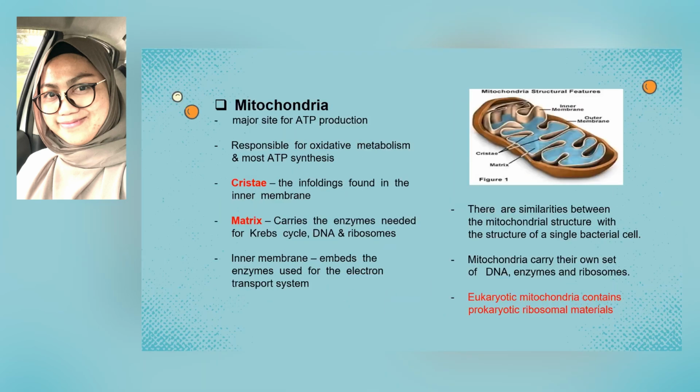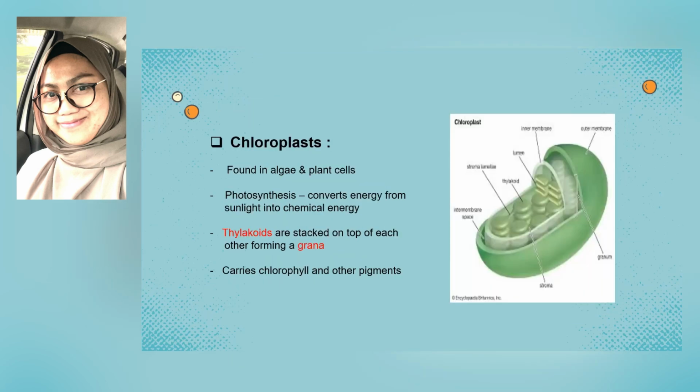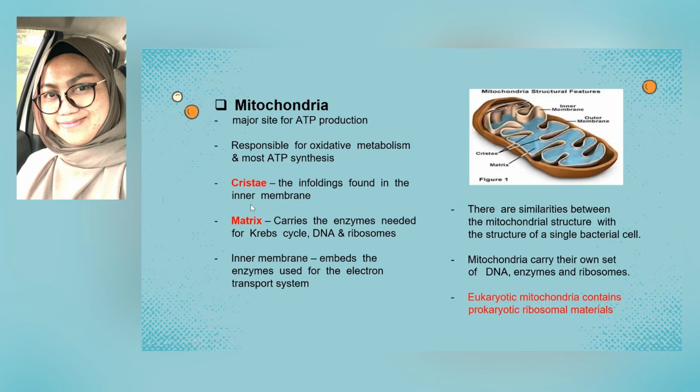For the mitochondria structure, okay, this is the picture of the mitochondria structure. It is a major site for ATP production. ATP is the energy currency for the cell. The mitochondria is responsible for oxidative metabolism and most ATP synthesis.